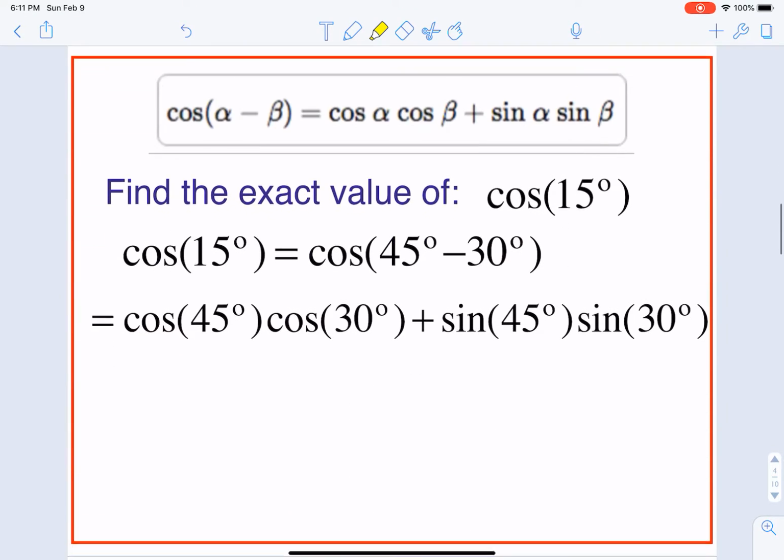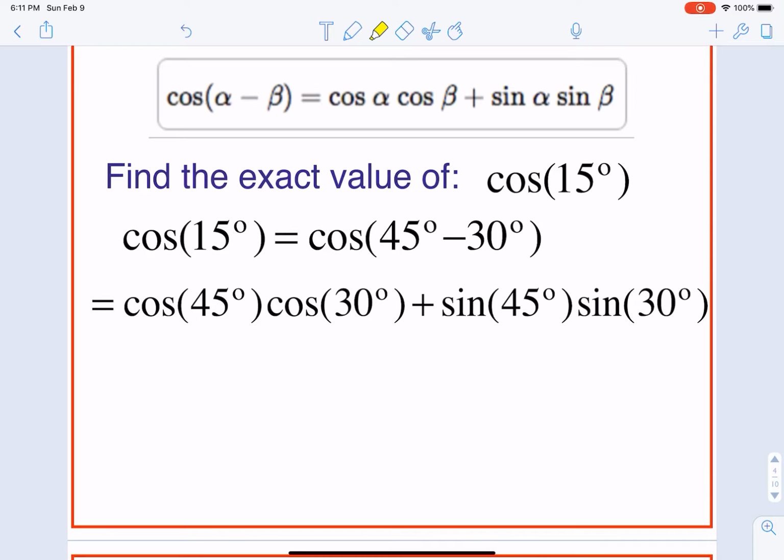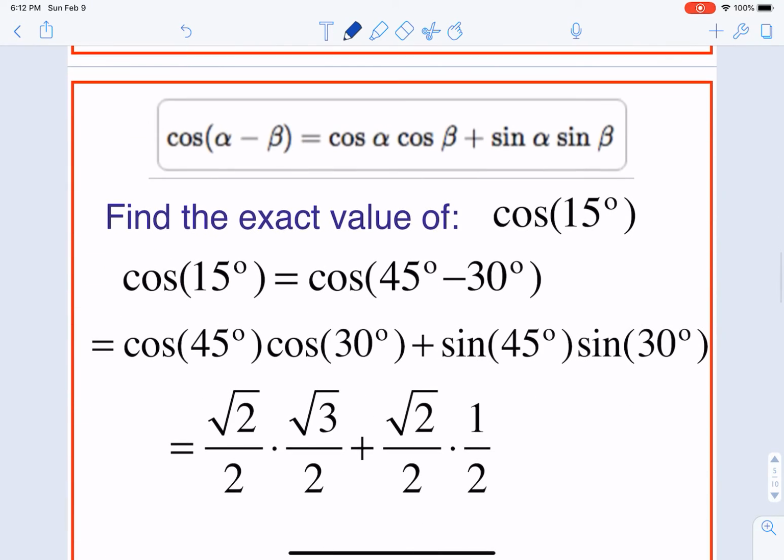So I can follow my cosine of alpha minus beta, and in this case, this is my alpha and this is my beta. So I'm saying cosine of 45, which happens here and here, times cosine of 30. I'm just following along with this identity, and instead of using alpha and beta, I am using 45 and 30. So here I'll just go ahead and fill this in, and then I know what all of these are.